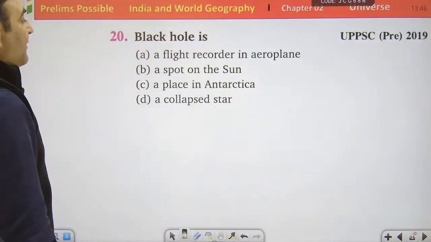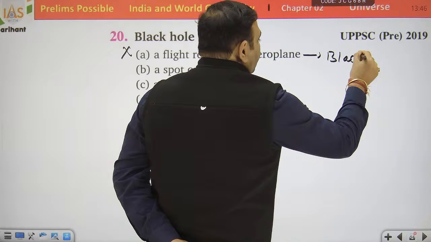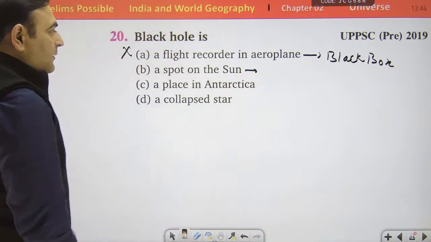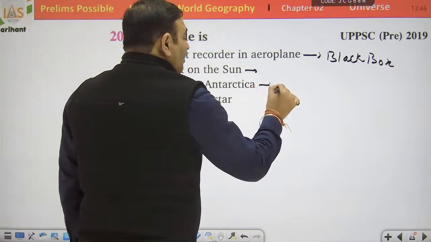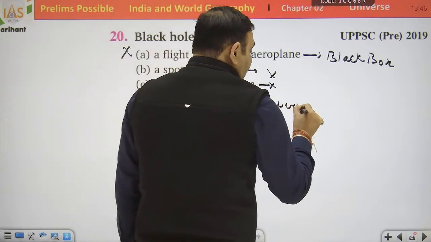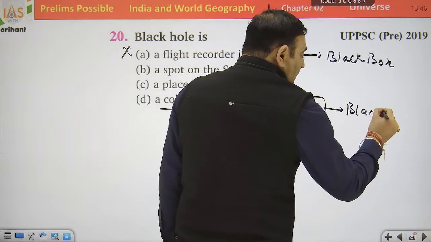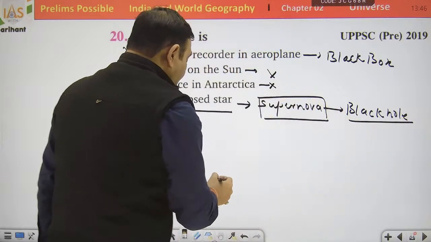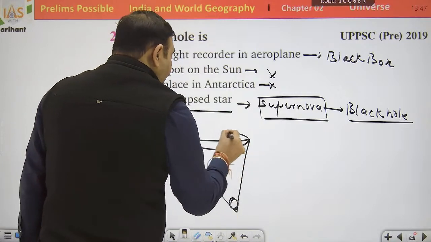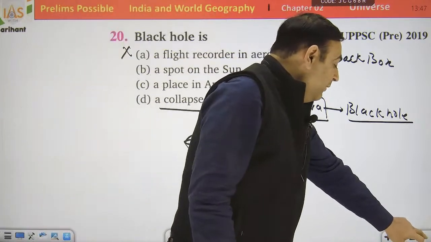Black hole is a what? Is it a flight recorder in an airplane? No, it is a black box. Black hole, a spot on the sun? No, it is solar flares. A place in Antarctica? No. A collapsed star? Right, just after the supernova, it is a black hole. The condition after a supernova is a black hole condition, a conical structure which has two points in it, a position of singularity and a position of horizon.